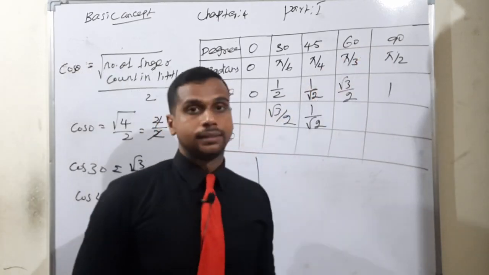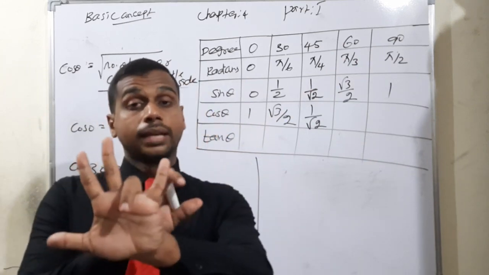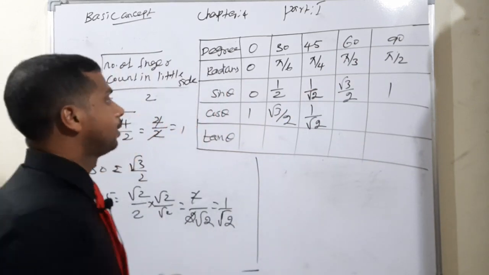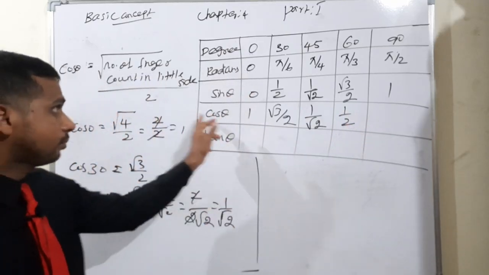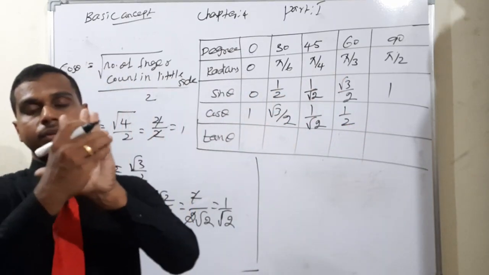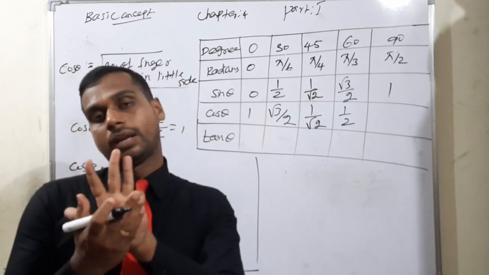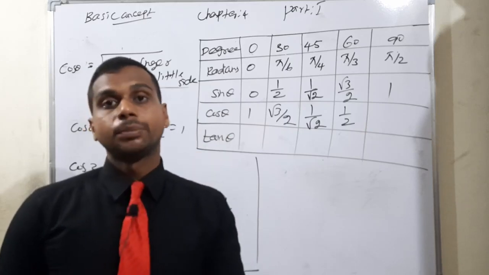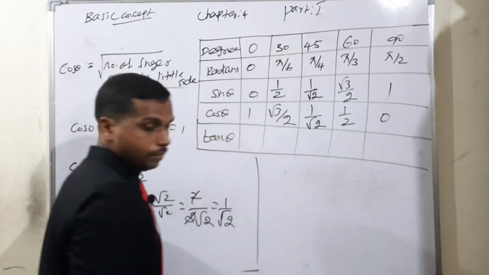Moving to cos 60. Cos 60 means we have to fold the ring finger. On the little side, only 1 finger balances. So, we can write it directly as 1 by 2. Then the last one, cos 90. Cos 90 means we have to check: do you have any value on the little side? There is nothing. So, we can write the value as 0. 0 divided by anything means the value will be 0. Therefore, cos 90 is equal to 0.